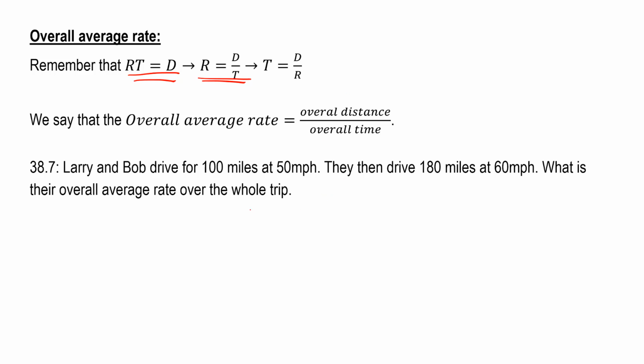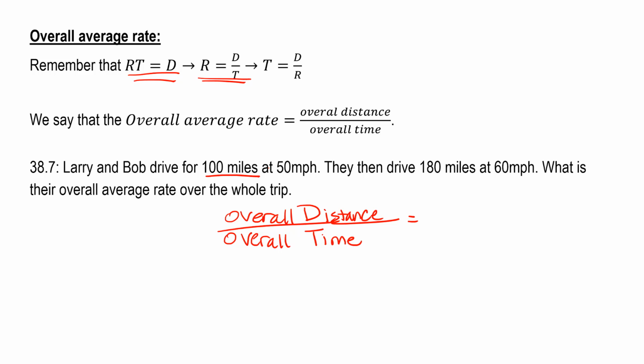So overall distance divided by overall time. All right, so we've got 100 miles and then another 180 miles. So 100 plus 180, that's the total distance overall, the whole trip. And then we have the overall time.